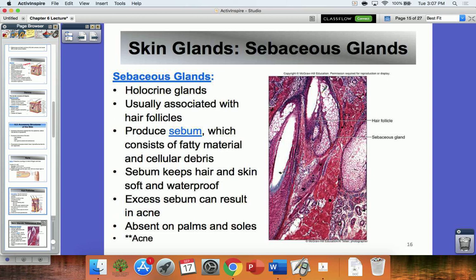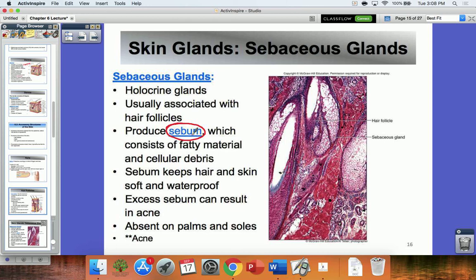Next, we have our sebaceous glands. If you all remember, we talked about merocrine, apocrine, and holocrine glands, and holocrine glands secrete the entire cell with the secretion. And so a sebaceous gland is aka your oil gland, but we typically call it sebum. It's not really just oil, because you also have a lot of other debris and waste that's secreted there as well.